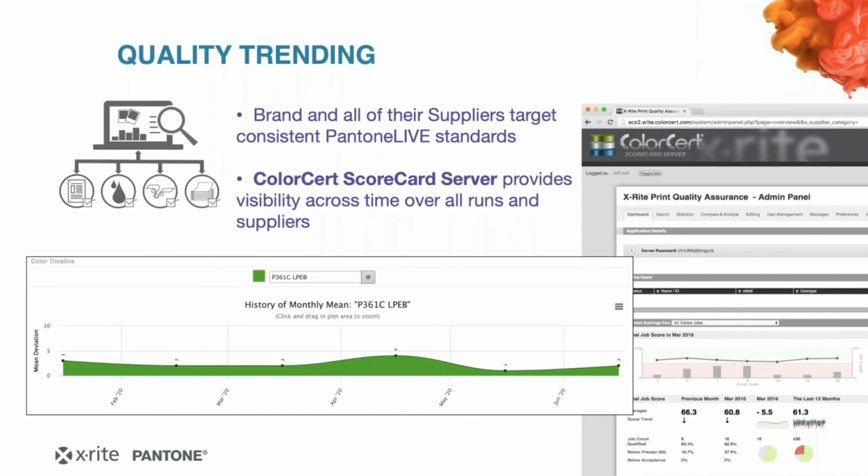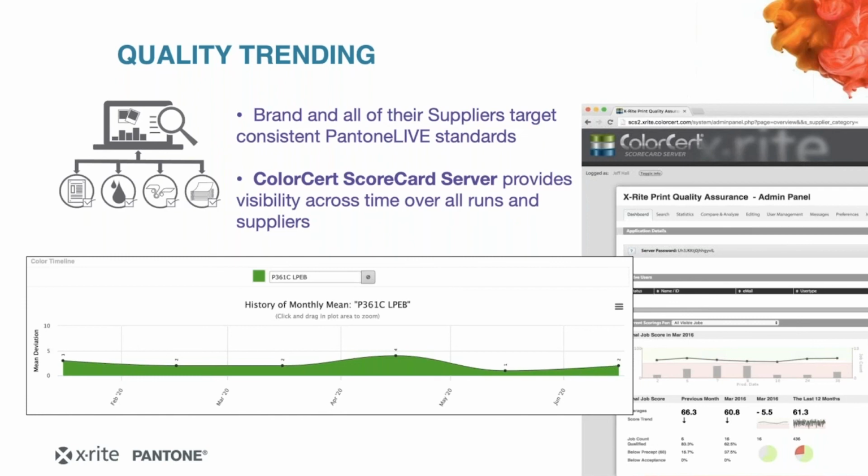In this example here, I can see that over a few months, this particular color is running between 2 and 4 delta E. Typically, we're doing well, but we've had a couple bumps here where it's a little bit out of tolerance. So this gives the ability to go back and trend the colors over time.